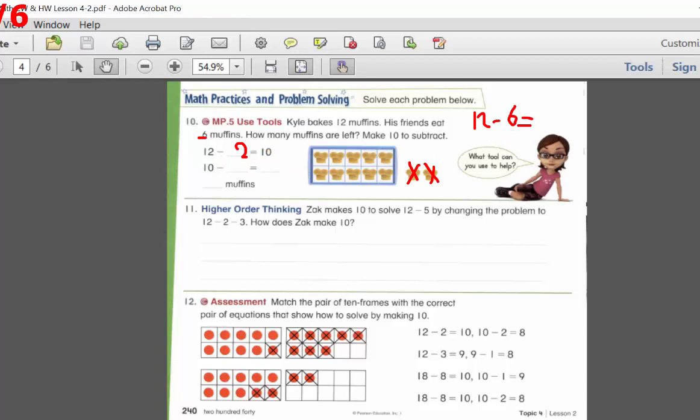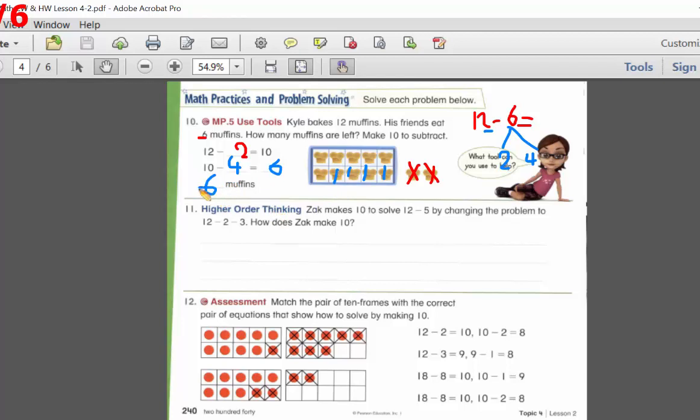So 6, we break it into 2 parts. One part must be the same as this number, 2. What will be the other part? 6 minus 2 equals 4. So here, the other part is 4. So 10 minus 4 equals 6. Don't forget to cross out the muffins. Here, cross out 4, so 6 left. So how many left? 6 muffins left.